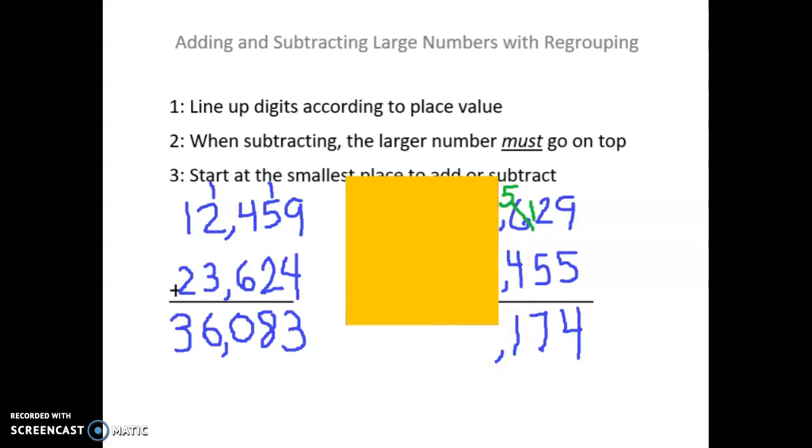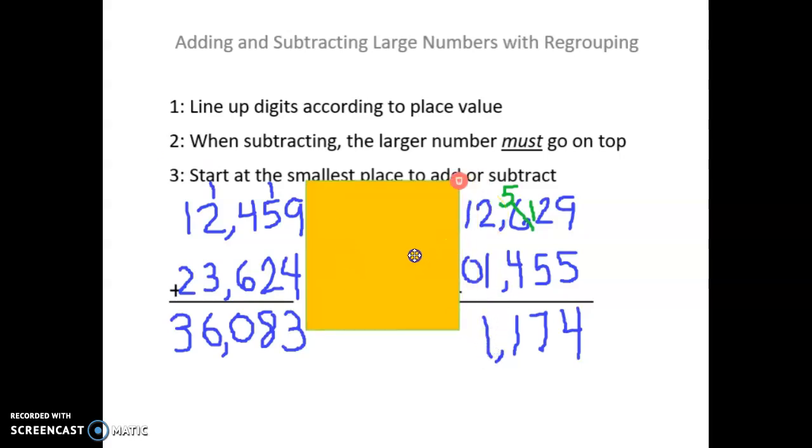Line up my commas, move on to my next largest place, which is the thousands place. I have my larger number on top. I can take 1 from 2. So 2 minus 1 is 1. And I can keep moving to my next largest place, which is the 10,000s. 1 minus 0. Remember we added that 0 there to show there were no 10,000s in the bottom number. I can say 1 minus 0 is 1.